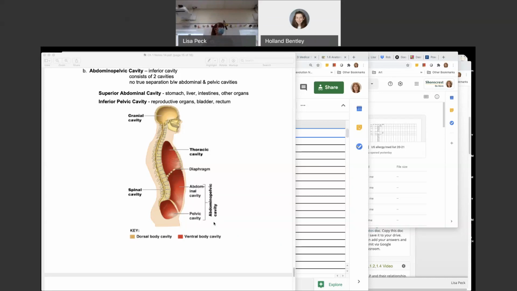Yes, ma'am. Yeah, so the inferior ventral cavity is called the abdominal pelvic cavity. So that is the specific name, but if I'm using directional terms, it's the inferior ventral body cavity. Okay, cool beans. Good question.